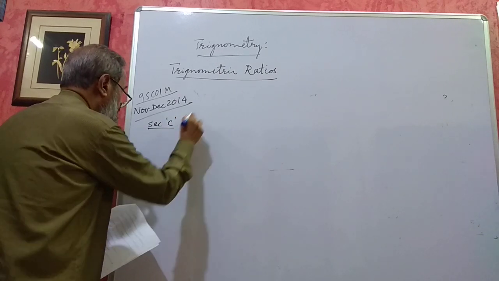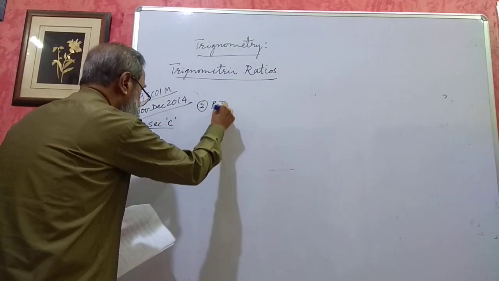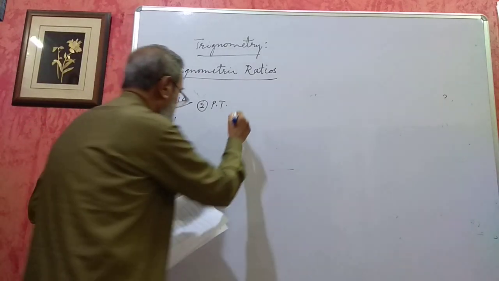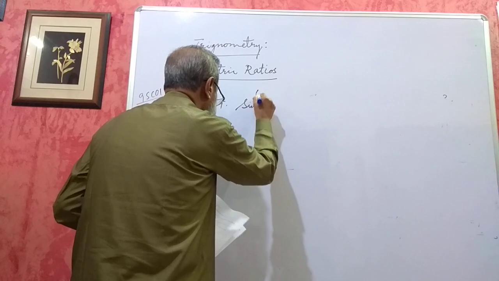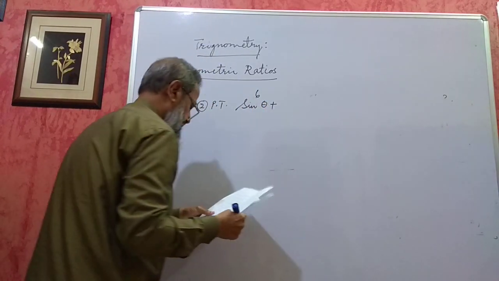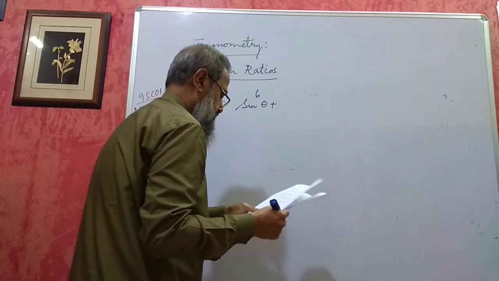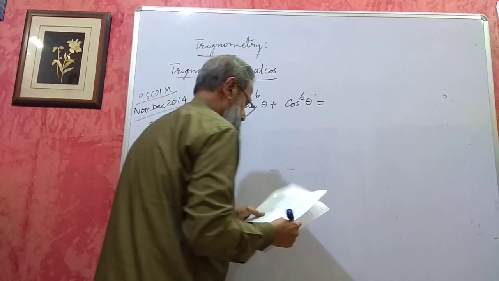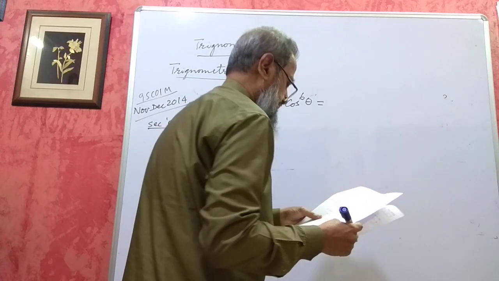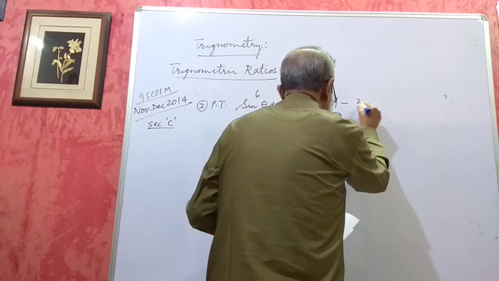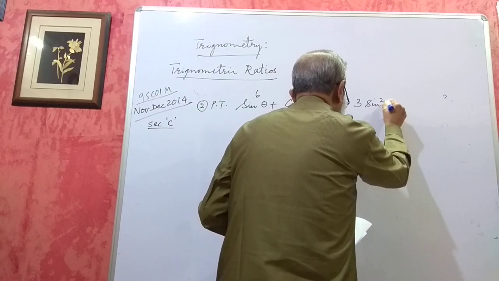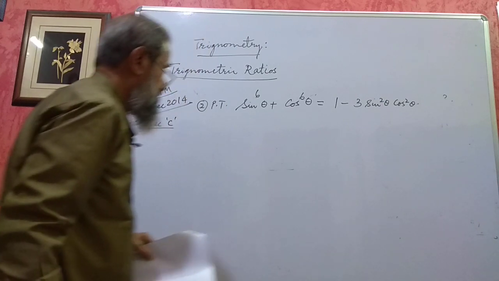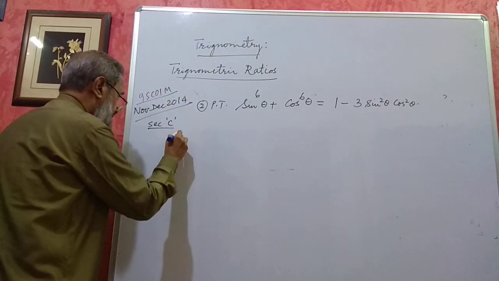Section C, question number 2, prove that sine to the power of 6 theta plus cos to the power of 6 theta is equal to 1 minus 3 sin square theta cos square theta. This is to be proved. Again, I take the left hand side.